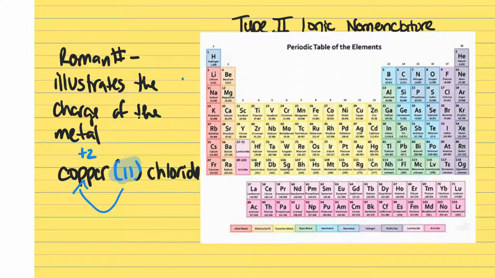And we know that chloride, if we look at the periodic table, chlorine typically only needs to gain one more electron to become a noble gas, so it will have a -1 charge. So here we have a copper that has a +2 charge and a chlorine that has a -1 charge, and that's the way we look at it.